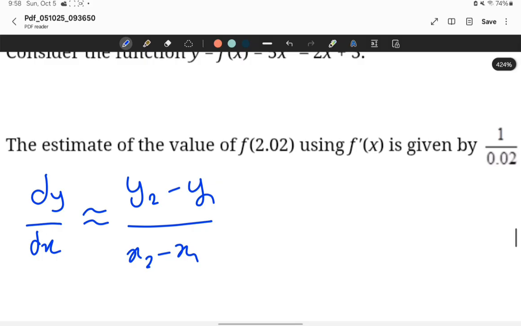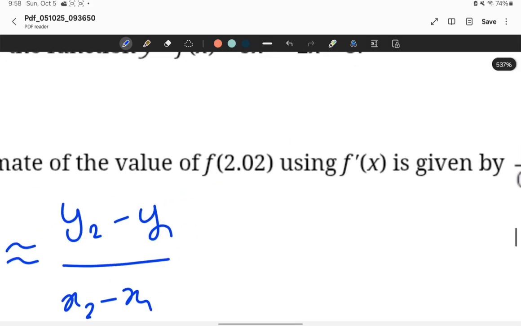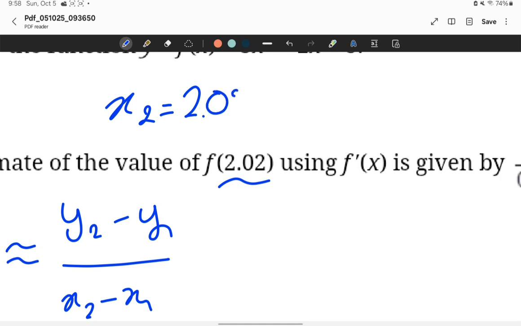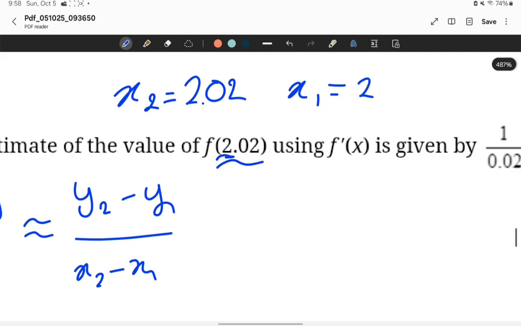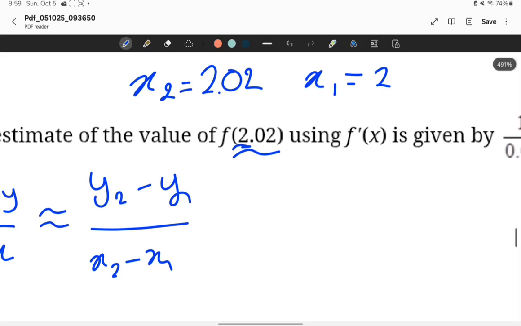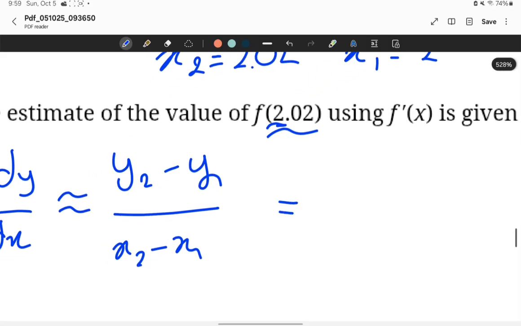Now for y2, y1, x2, x1, to get these values, you're going to want to see here. The value that you have here is going to be x2, so that means x2 is 2.02, and x1 is just going to be the rounded number, so that means here would be 2. It's a bit confusing, but just try to understand this. In the exam it might be more clear, but who knows. So we're going to start substituting then.